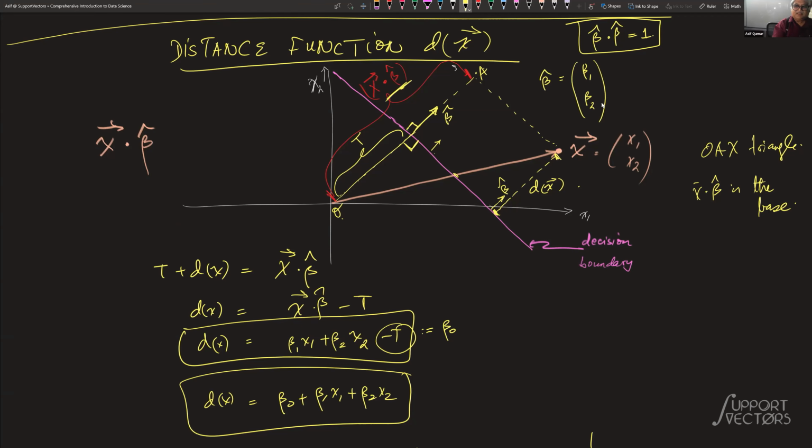OAX. Maybe I can color it with this little line here. If you look at this triangle, if this is X, you would agree that the base of the triangle is X dot beta hat. Is that straightforward? It's pretty obvious from there.